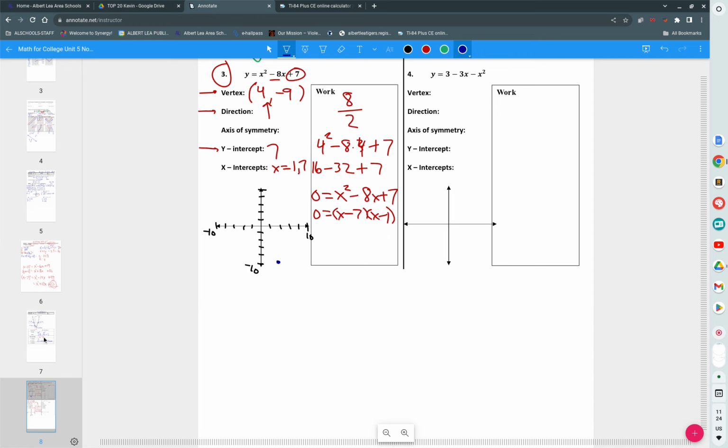The x-intercepts are positive 1 and positive 7. The y-intercept is up at positive 7. I have enough information to be able to sketch my graph. What's the last thing I need to write? The axis of symmetry. The axis of symmetry always divides it directly in half. It's always an equation of x equals, and it's always the x number of your vertex, positive 4.